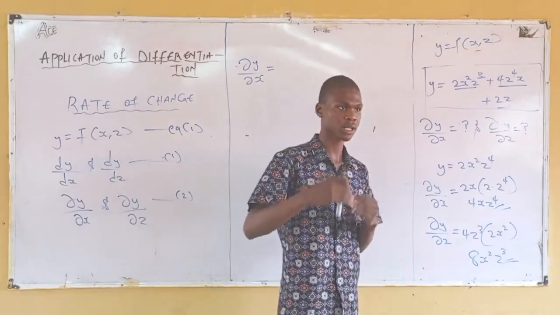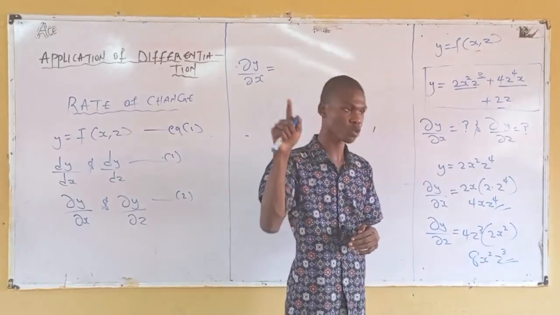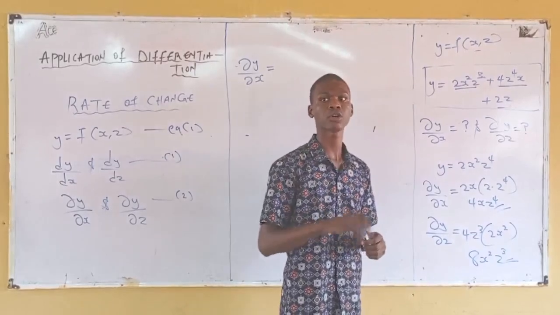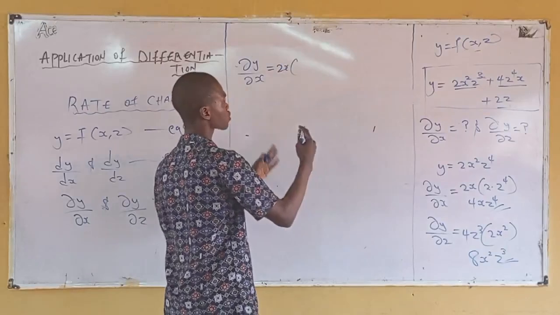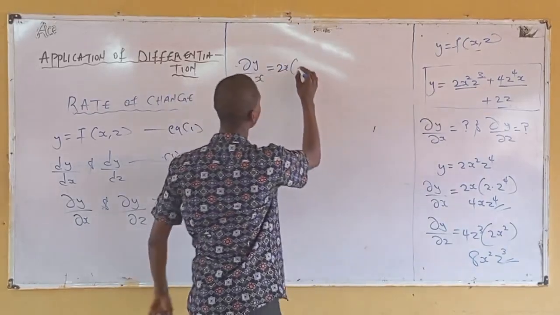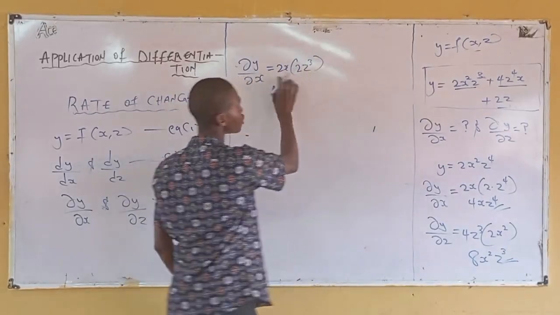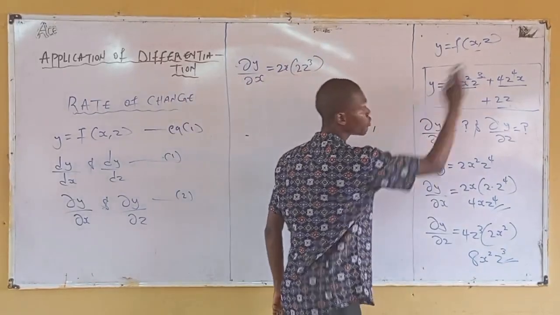Let's take it step by step. Differentiate x squared with normal differentiation. What do you have? 2x. You are saying that 2x, take the rest as constant: 2x all into bracket 2z cube. You are done with this guy here. Right? Moving on. What do you have?